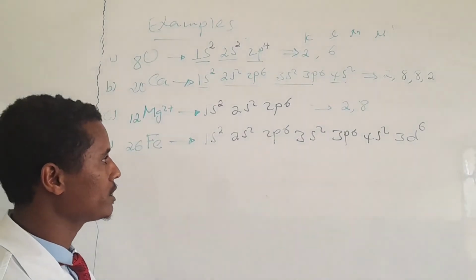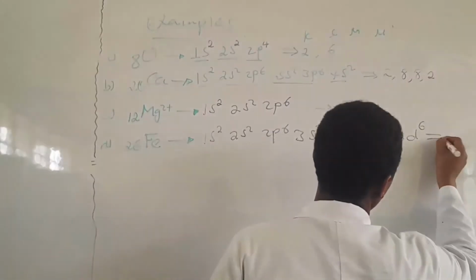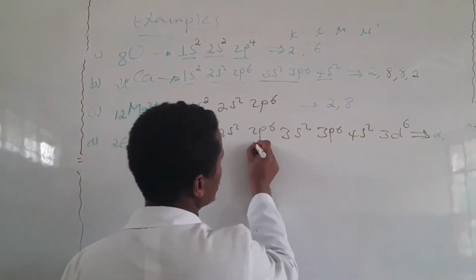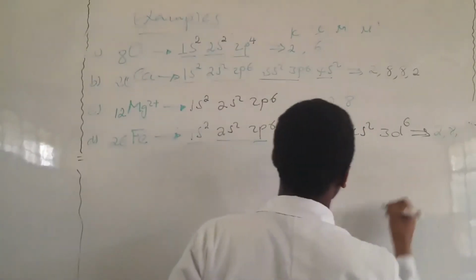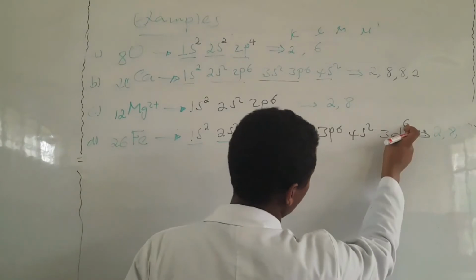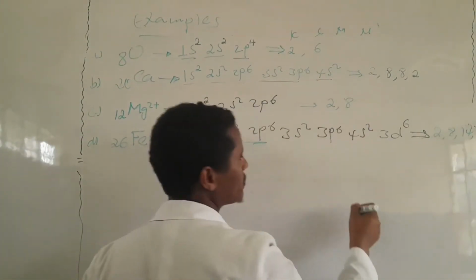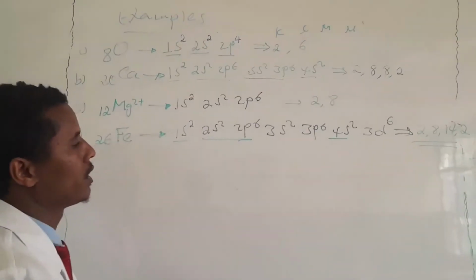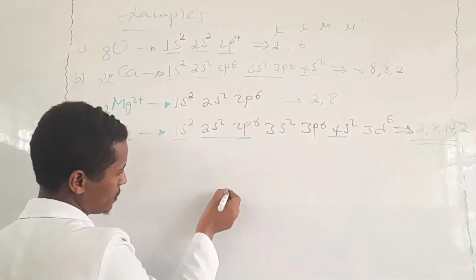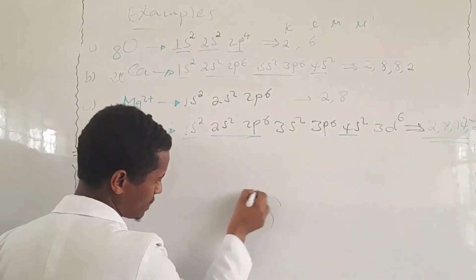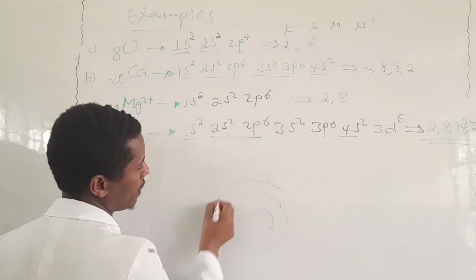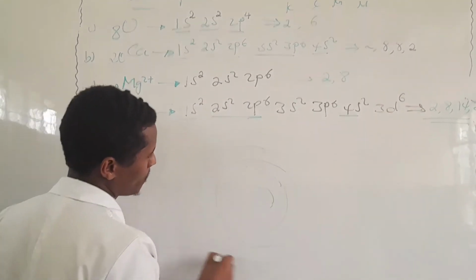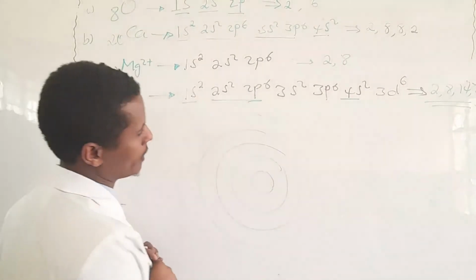So you can convert this into main energy levels: the first shell holds 2 electrons, the second holds 8 electrons, the third holds 2 plus 6 plus 6, 14 electrons, and the fourth shell holds 2 electrons. You can convert it like this. Let's see this with a diagrammatic representation. The nucleus is at the center of an atom, a heavy region of the atom including protons and neutrons.